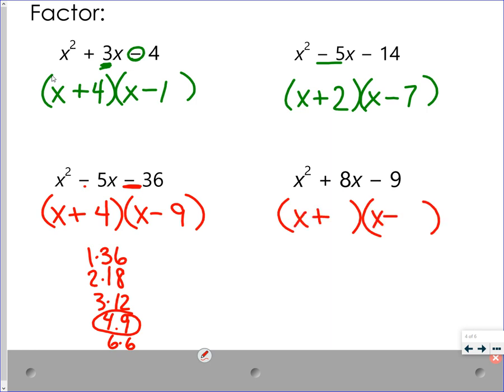Different signs. Multiplies to be 9, subtracts to be 8. Well, that's going to have to be 9 and 1. A lot of people forget about using 1 as a factor, but 9 and 1, or 3 and 3. 3 and 3 aren't going to subtract to give me 8. 9 and 1 will, though. And I've got a positive for my middle term, so the big number goes here, small number goes with the subtraction.